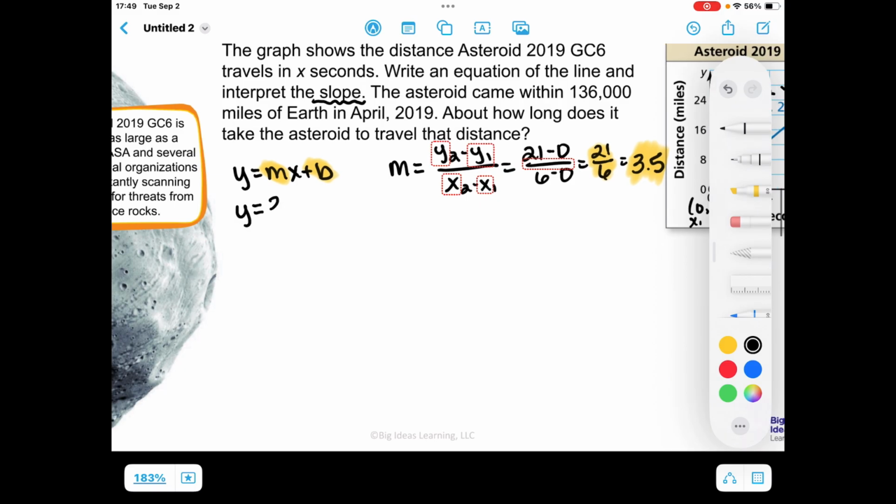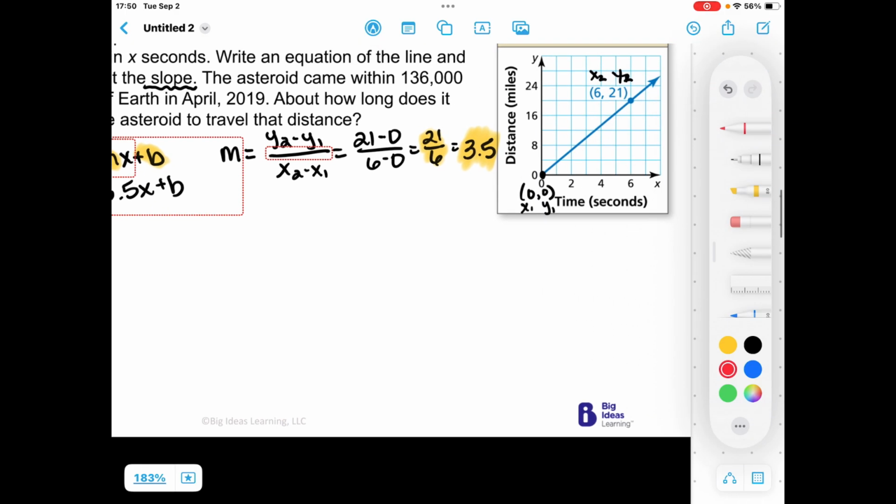y equals 3.5x plus b. Now we still have to find b, which we're just going to use the graph to help us out with. Notice that this line intercepts the y-axis at (0, 0). Where it intersects, you can really just take your y-coordinate, and that is your b.